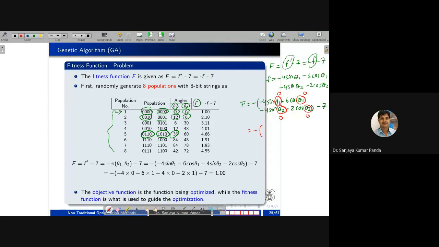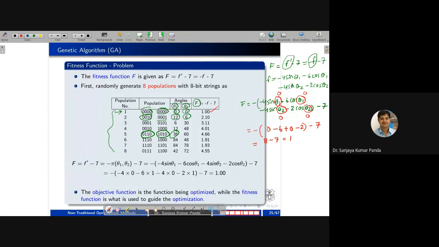Sine 0 is 0, cos 0 is 1. So sine 0 is 0 means the entire term is 0. Cos 0 is 1 means it is minus 6. Sine 0 means again 0, so cos 0 means it is 1, so it is minus 2. And minus 7 is there. So this is minus 6 and minus 2, minus 8. But there is an outer minus, so it is 8 minus 7, so you will get 1. So the fitness value you got here is 1.